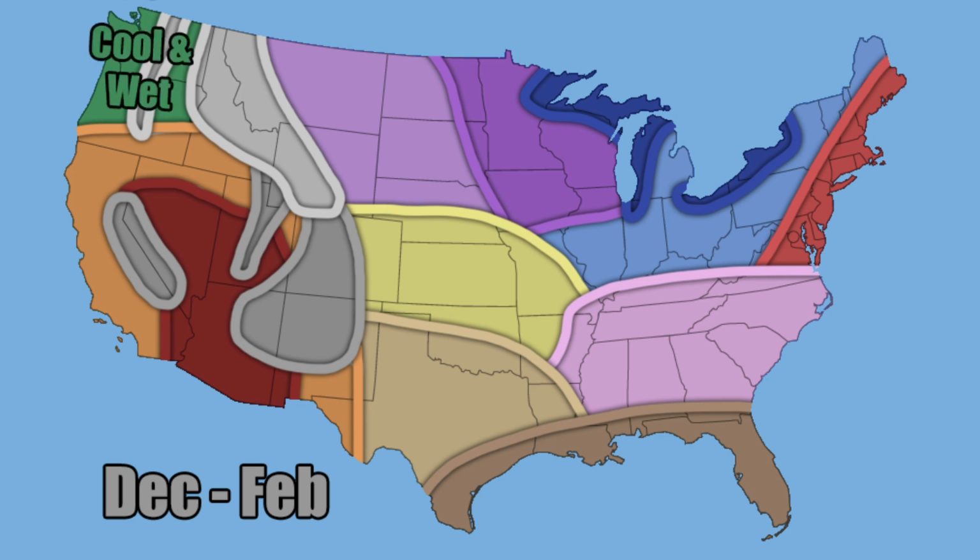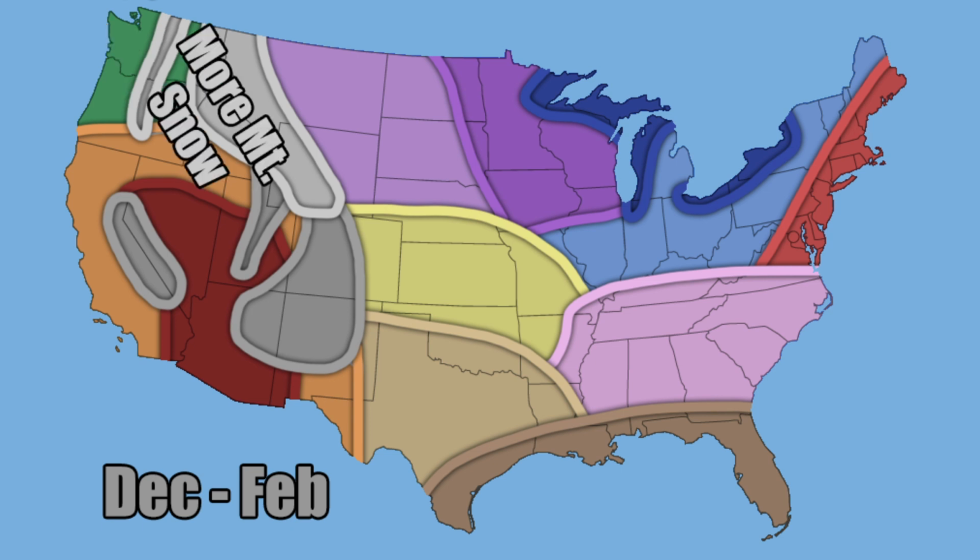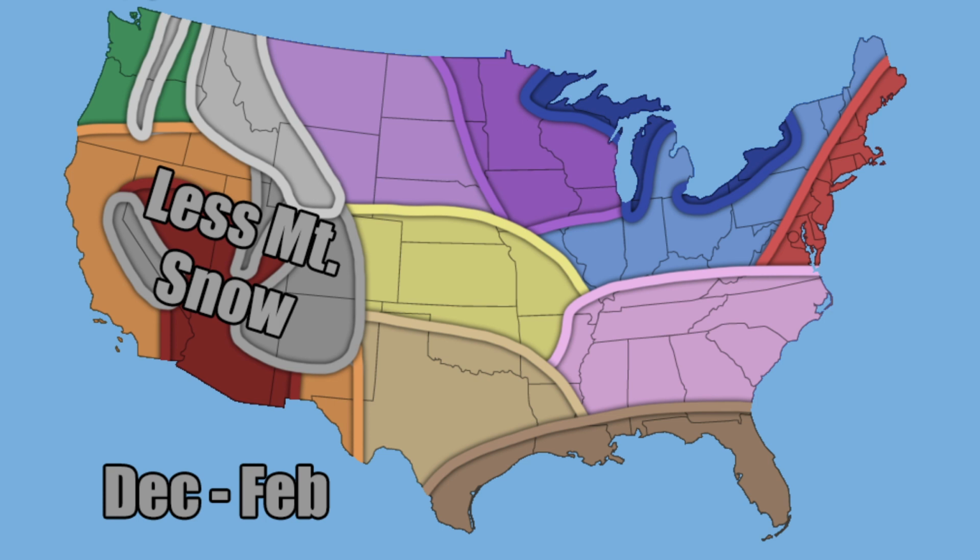Now, here would be the northwest: cool and wet conditions. I think it'll be very wet, but I also think that you're going to experience periods of cooler than normal activity, and that was reflected in my precipitation and temperature anomaly forecast. More mountain snow for portions of the northern Rockies. I'm also expecting less mountain snow for portions of the central and the southern Rockies.